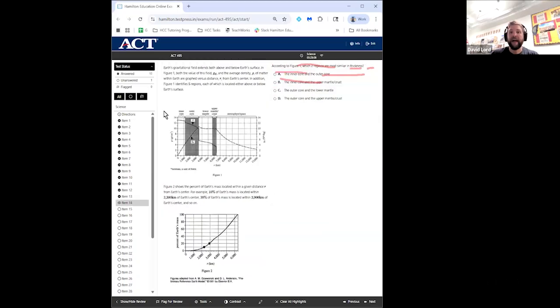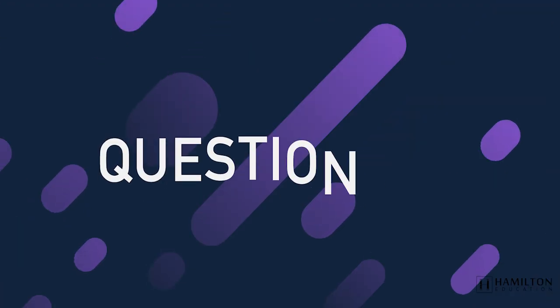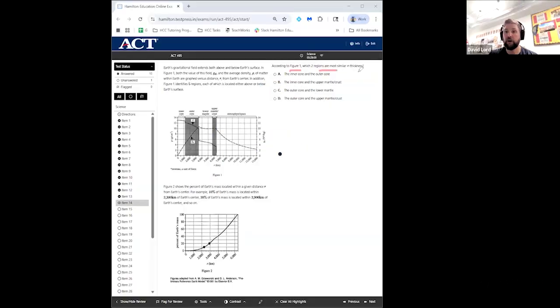On to the next. All right, passage 3, question 14. According to figure 1, which two regions are most similar in thickness? So we want to look at figure 1, and we're looking at the thickness of it. So how can we determine that? Well, inner core and the outer core, we have these two, where they have them labeled right there in the figure 1. We have the distance.